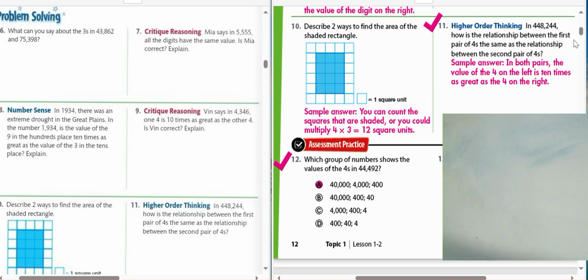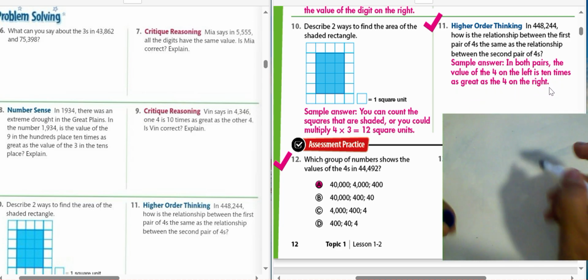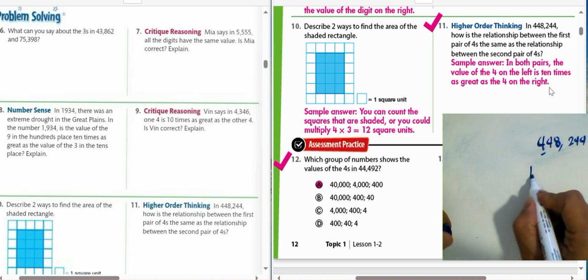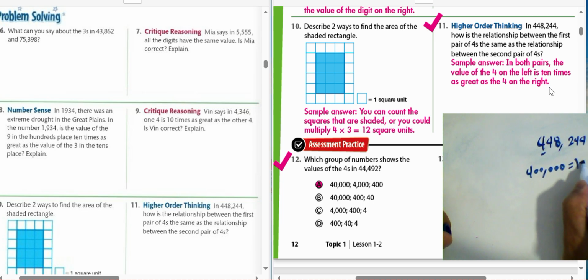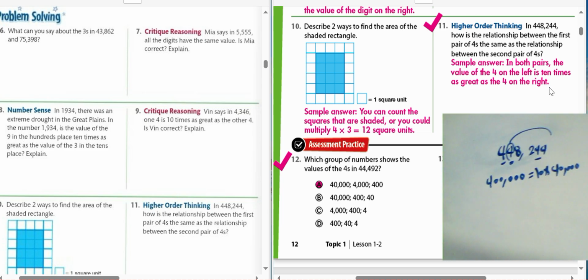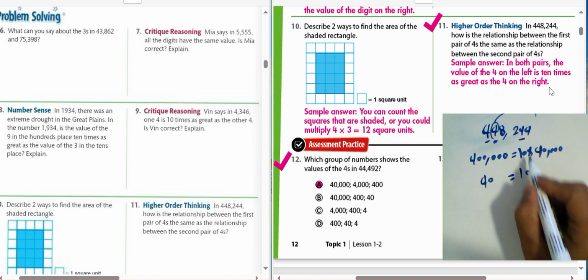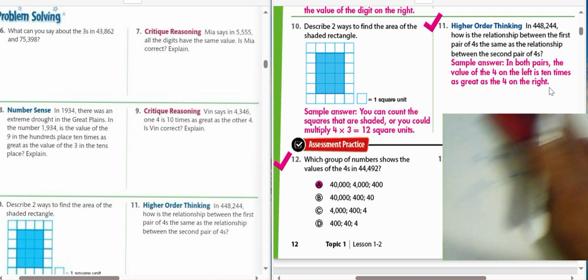In 448,244, how is the relation between the first pair of 4s the same as the relationship between the second pair of 4s? In both pairs, the value of the 4 on the left is 10 times as great as the 4 on the right. Like this, we have 48,244. The value of digit 4 here will be 400,000. It is 10 times the value of the digit 4 to the right, which will be 40,000. And the value of the digit 4 here will be 40, and 40,000 equals 10 times the value of the digit 4 here. Okay, understood?